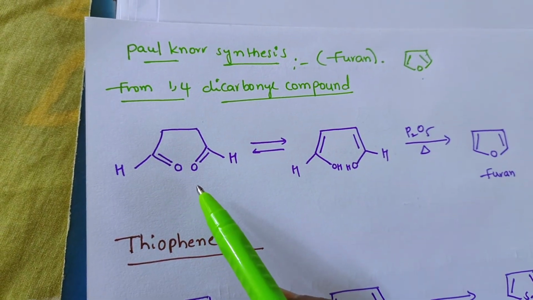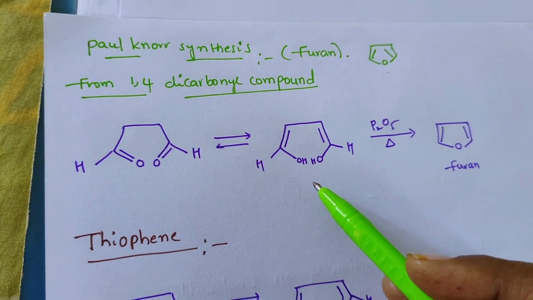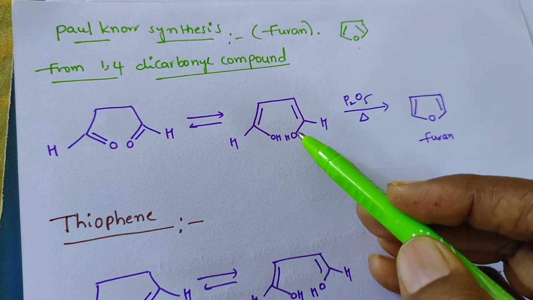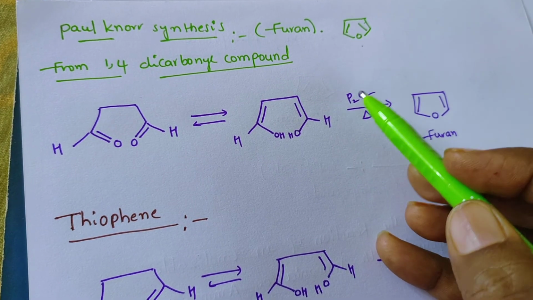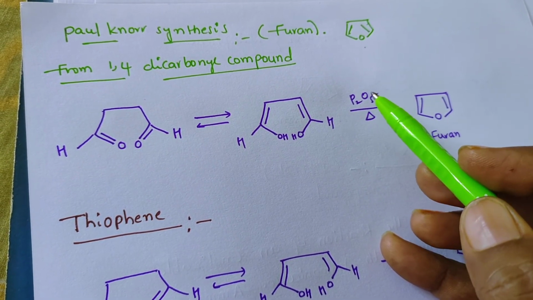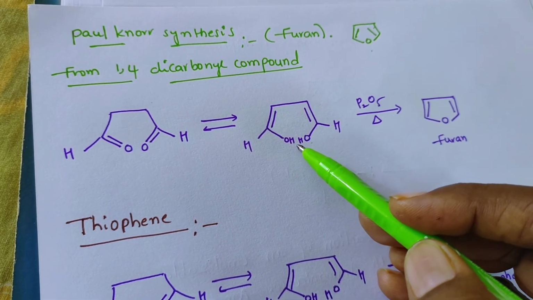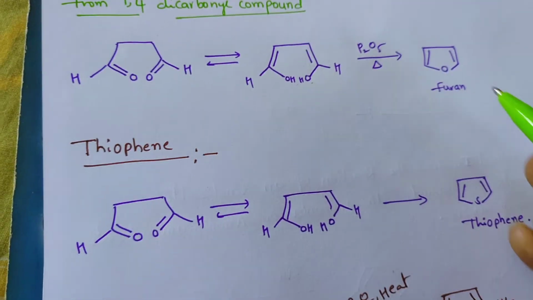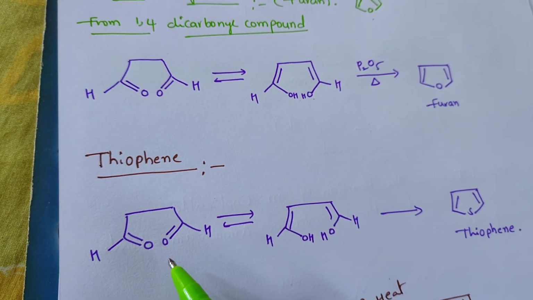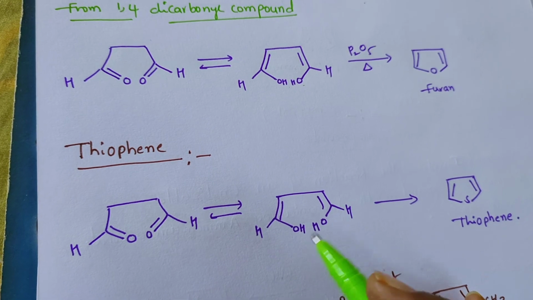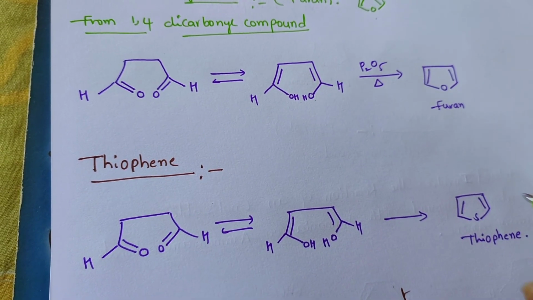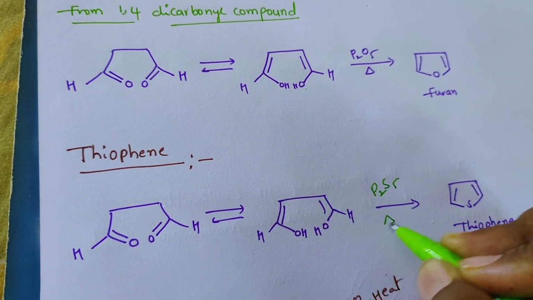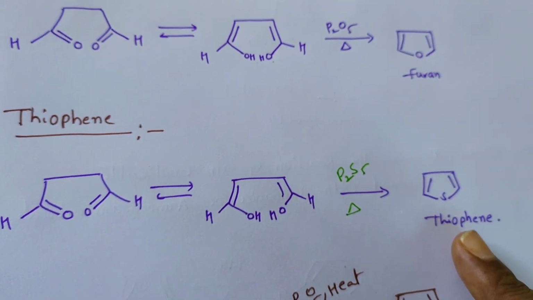Same succinaldehyde, enolizable form. If you treat it with P2O5, which acts here as a dehydrating agent, water is removed. Here OH and H, that is H2O, is removed, and you will get a furan. And the same for thiophene. This is the enolizable form. Here you have to use P2S5 and heat. So you will get a thiophene.